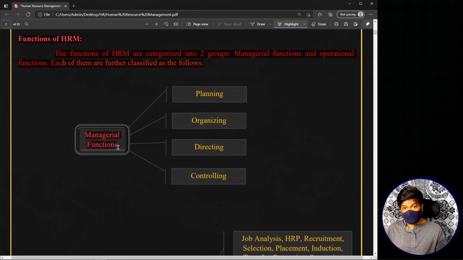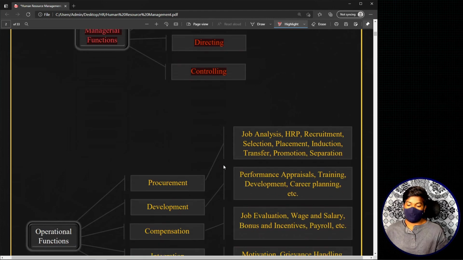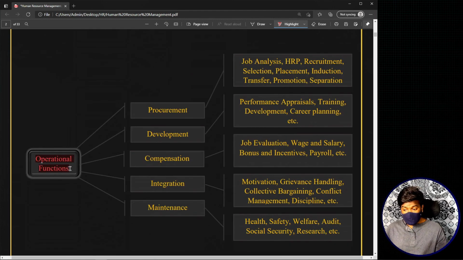Managerial functions. What are the different managerial functions that we take care of in human resource management? We take care of planning the human resource, organizing the human resource, directing the human resource and controlling the human resource. So these are the managerial functions. Now let's look at the operational functions, which are basically non-managerial functions. Under operational functions you have so many different things which are related to the operations part of the human resource.